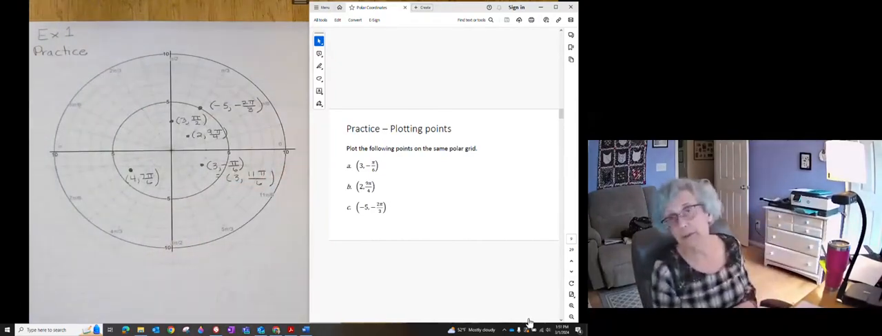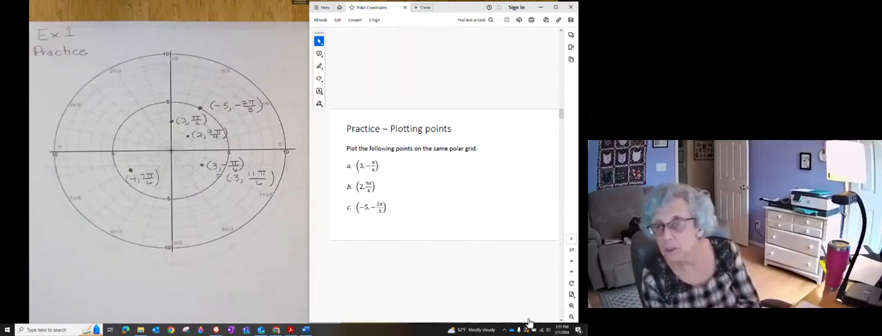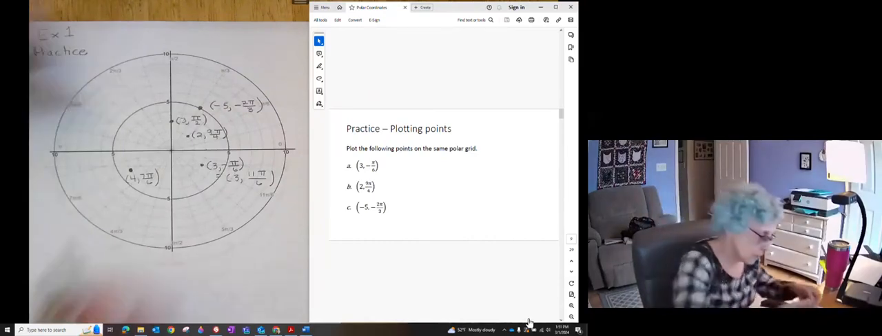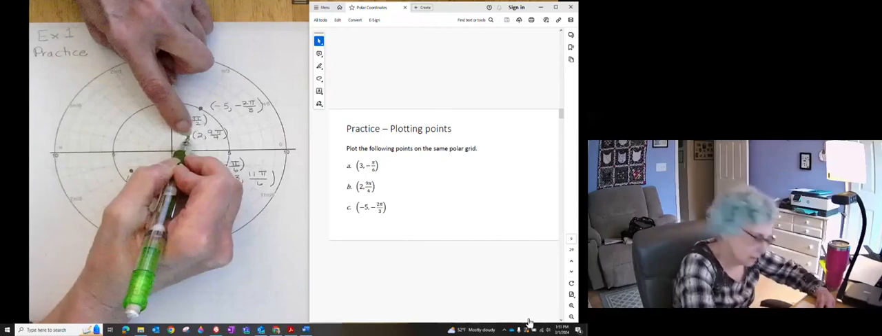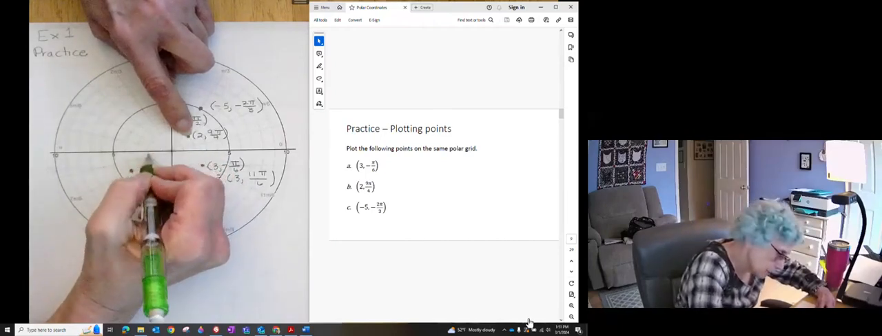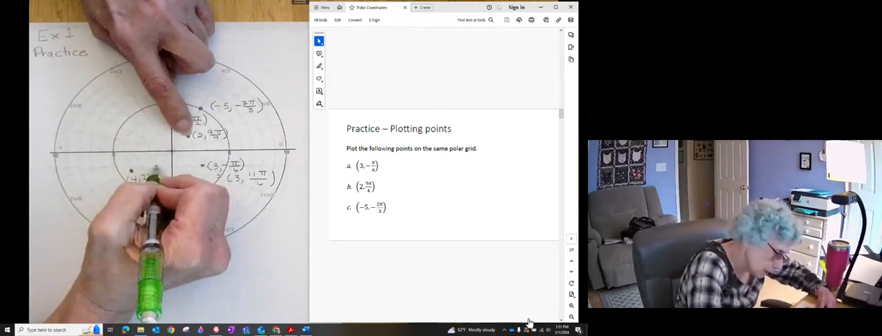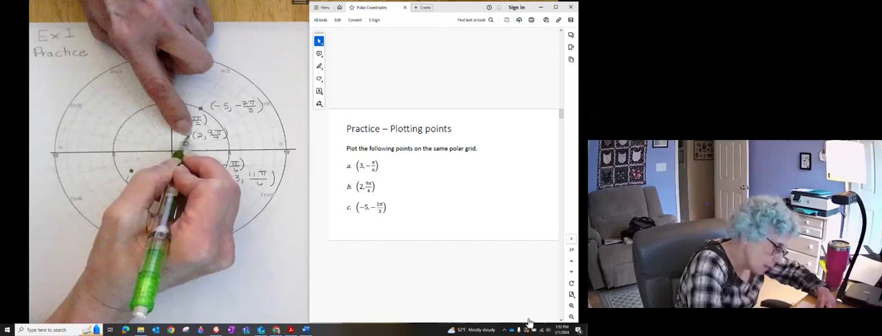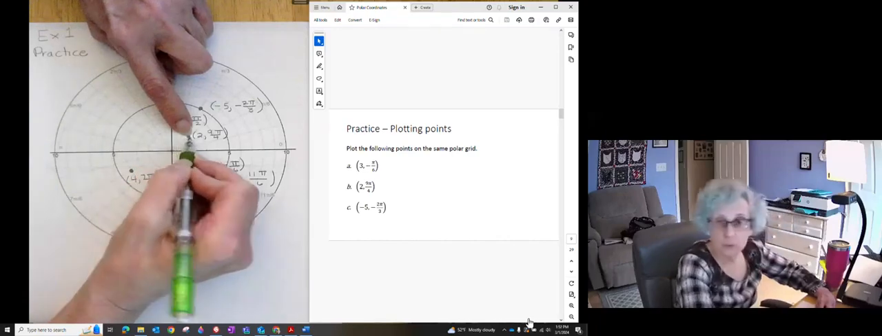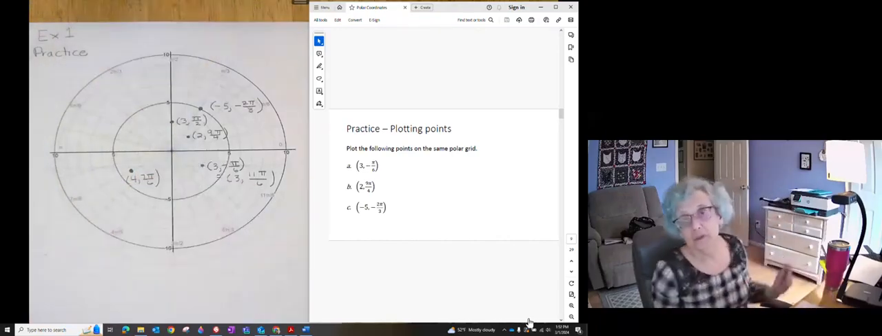If we wanted everything to be positive, 2 and 9 pi over 4. So I moved 2, and then I went 4 pi over 4. I ended up down here, 8 pi over 4. And I end up at 9 pi over 4. I come back up here to pi over 4.